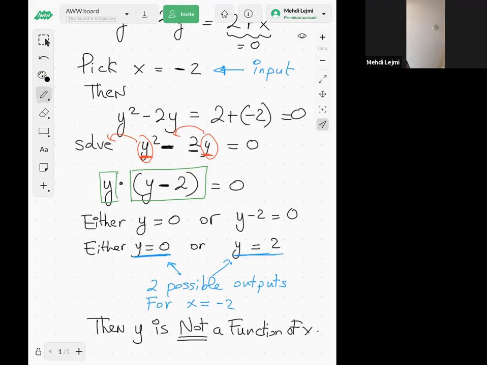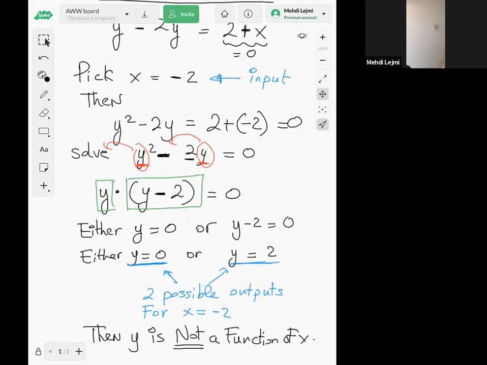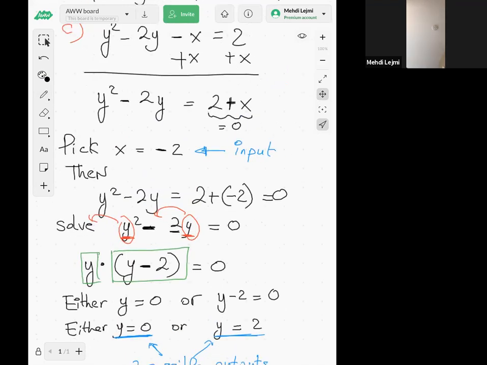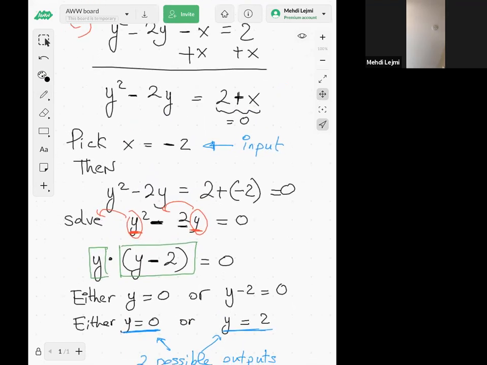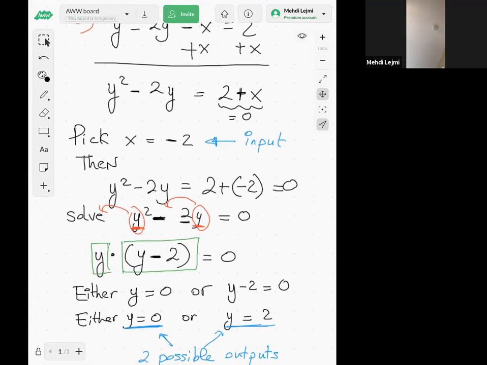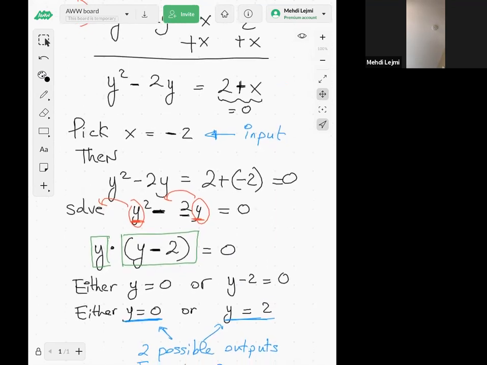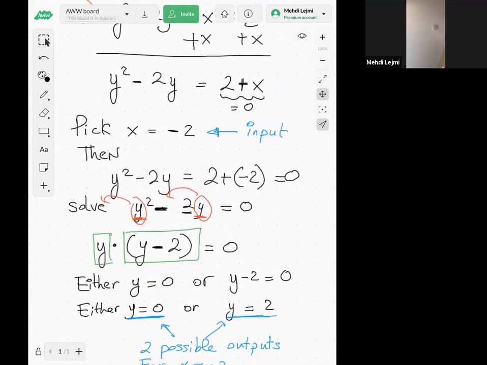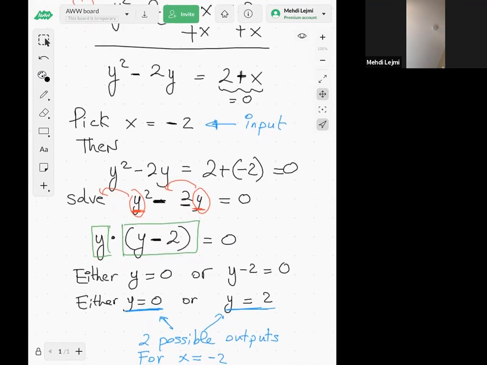Yes, you can plug in some values. Actually, what I'm saying here is I pick x equals -2, but you can pick another value of x, and you can still use the quadratic formula to solve for y. You can always use the quadratic formula to solve for y anyway.